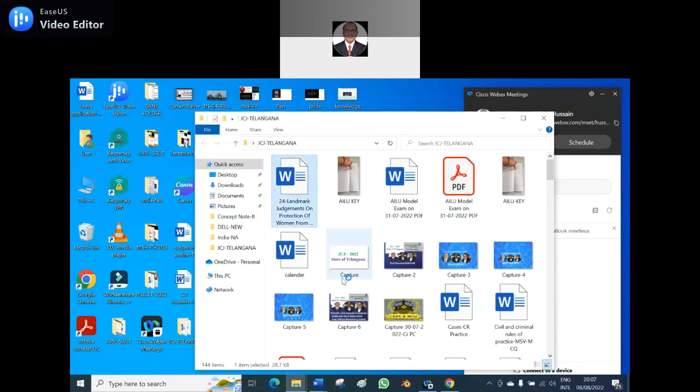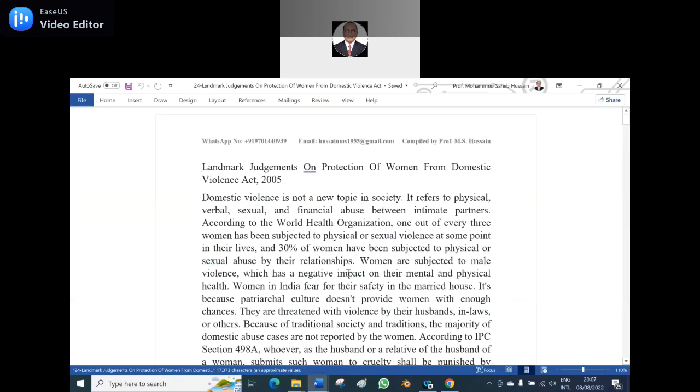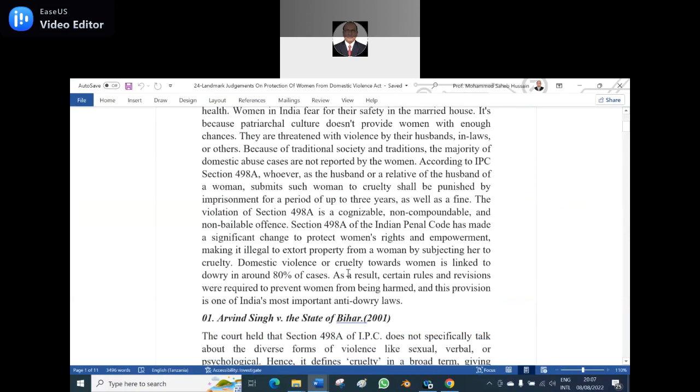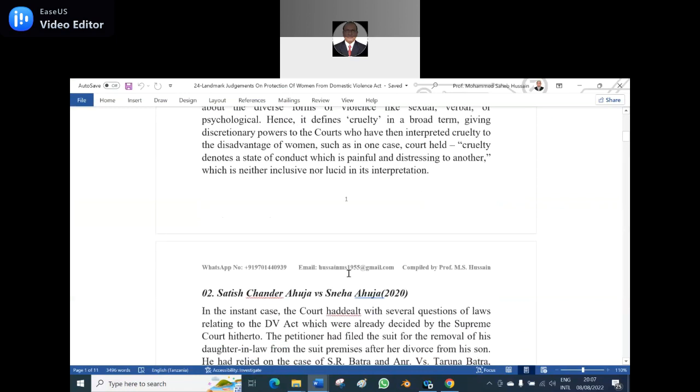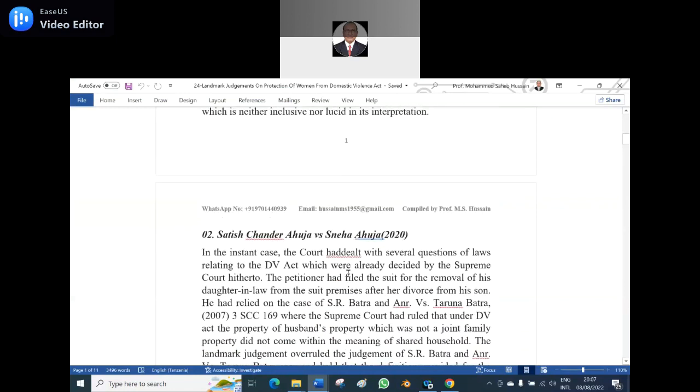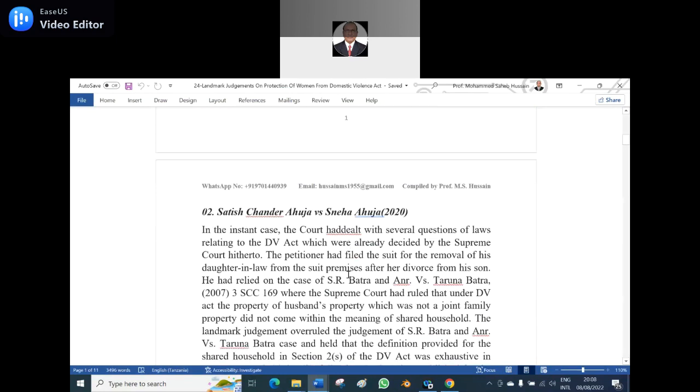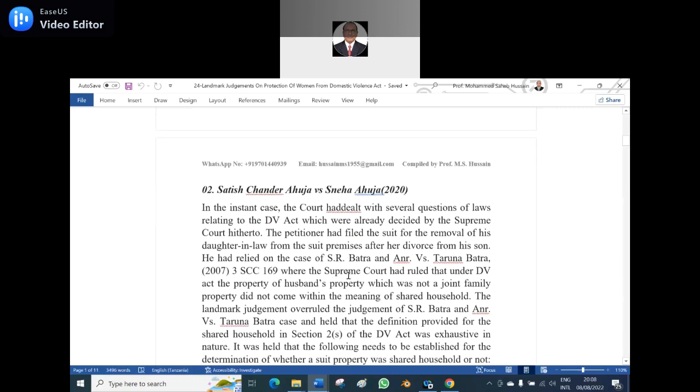So now I am sharing, I will send you in the WhatsApp group the landmark cases on women and domestic violence. Number 1 case law, Arvind Singh versus the State of Bihar. I made these in a nutshell, at least read some of them. Perhaps when you are reading, you could come across, oh, this fact of the case law is so and so, so that you would at least score. Even 1 mark makes the difference. I repeat, even 1 mark makes the difference.